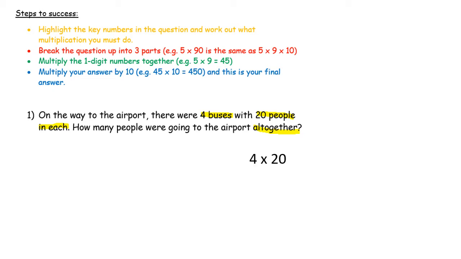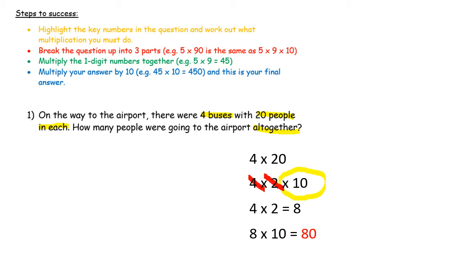So 4 times 20, if we break it up into 3 parts, is the same as 4 times 2 times 10. So we can multiply the one-digit numbers together. Let's do 4 times 2, that's 8. Okay, now we can cross out our one-digit numbers. We've already done 4 times 2, and all we have to do is times what we have now by 10. So we just do 8 times 10 is 80.